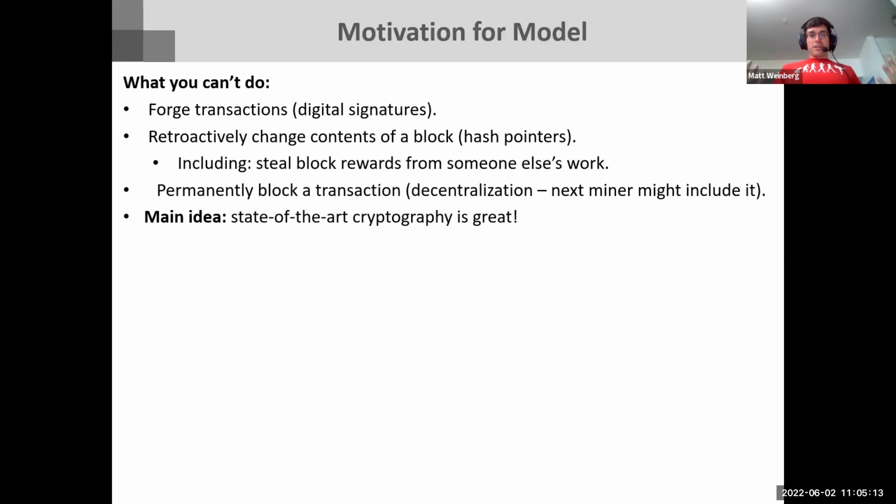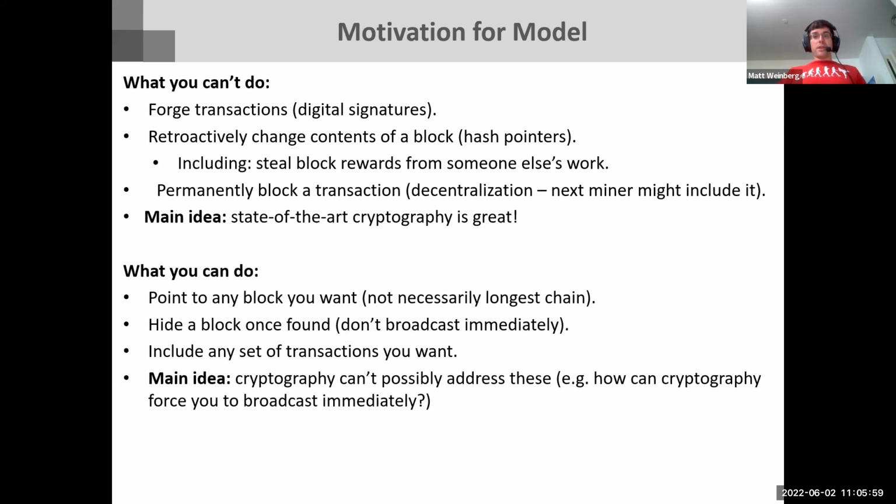Okay, so here is a quick recap of when I talk about being strategic in Bitcoin. What are things that you can't do in Bitcoin? You can't be strategic by forging transactions, right? To do that, you would need to be able to break digital signatures. You can't be strategic by retroactively changing the contents of a block, because in order to do that, you would need to break the security of the hash function that's being used. So there's a lot of strategic deviations that you don't have to worry about because state-of-the-art cryptography is great. And because we have good cryptography, these issues are not a serious concern for Bitcoin.